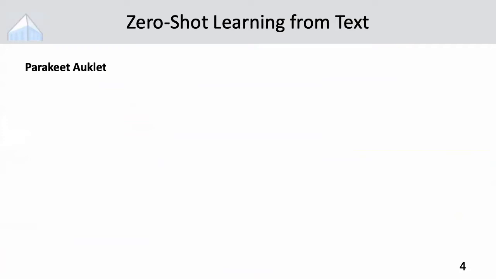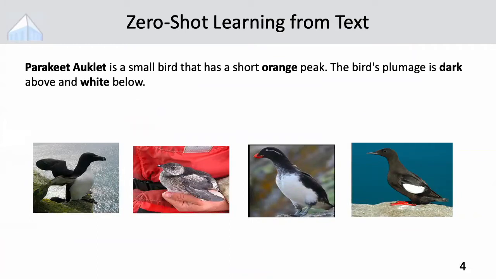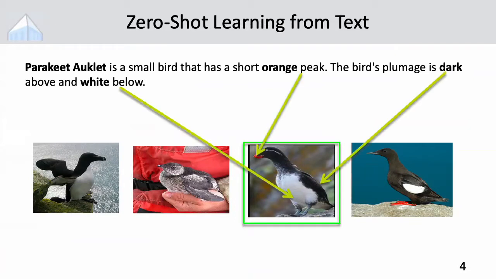Perhaps not too many, but what if I tell you that parakeet auklet is a small bird that has a short orange beak, and the bird's plumage is dark above and white below? Are you now able to imagine it? Can you identify the relevant bird among these different ones? Probably. So this example shows that we learn from text descriptions, possibly by imagining how it looks in our head, mostly in different ways. And possibly we can develop or teach machines that learn like us.